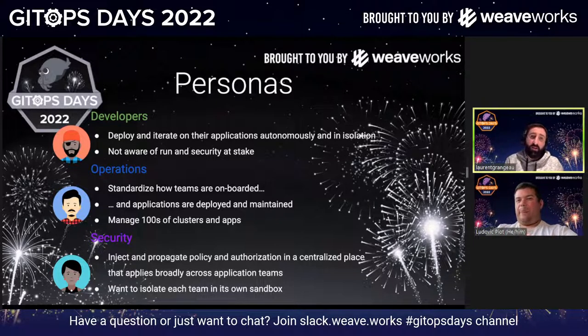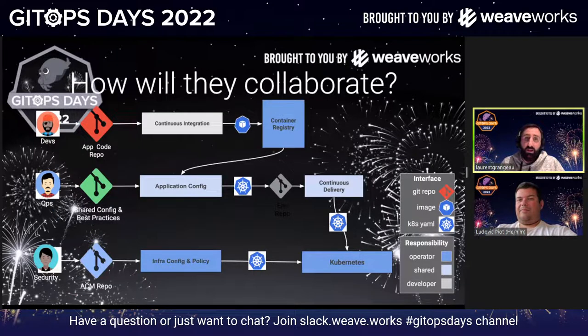And of course, the third persona is security, and they want to secure as hard as possible the different tenants, so the different environments. And they want to integrate and propagate policies and authorization from a central place broadly to all the teams. So we have three different personas.